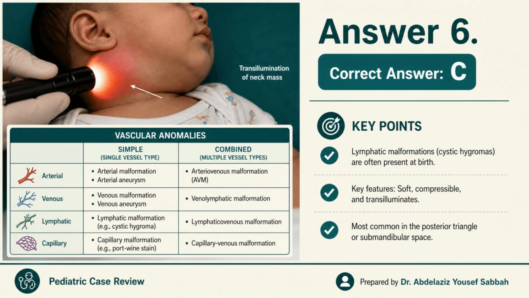Hemangiomas, in contrast, are typically not present at birth, appear in the first weeks of life, and have a red or bluish color without transillumination. Management options include observation, sclerotherapy with agents such as OK432 or doxycycline, or surgical excision for selected cases.